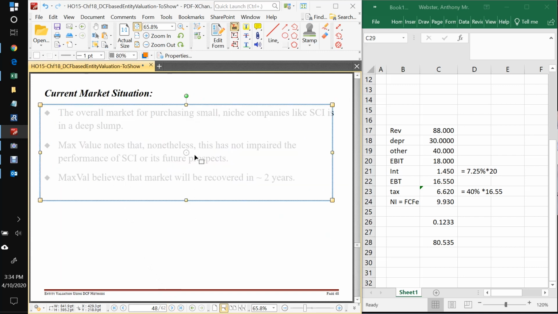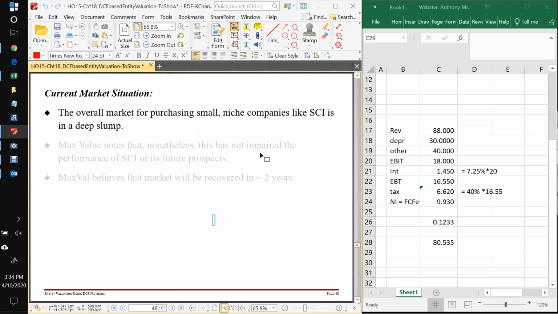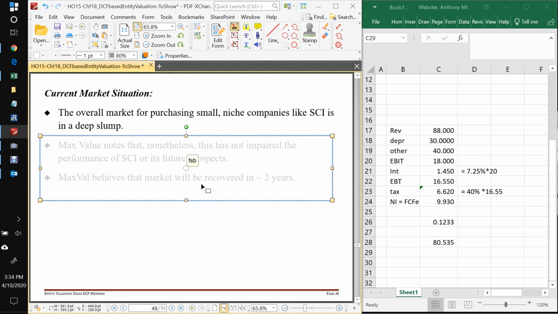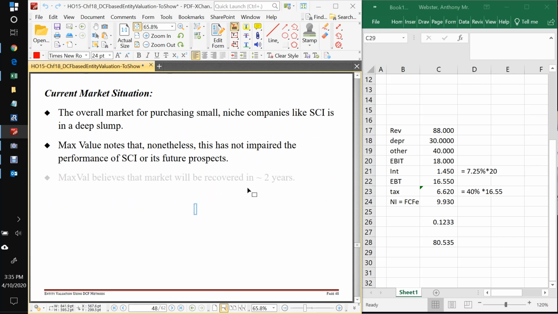Okay, so here's the current market situation when Max Value is considering this. The overall market for purchasing small niche companies like SCI is in a deep slump, something not unlike maybe April 2020 in the middle of the COVID virus pandemic. Max Value notes that, irrespective, this hasn't impaired the performance of SCI or its future prospects. So SCI is still doing pretty well.